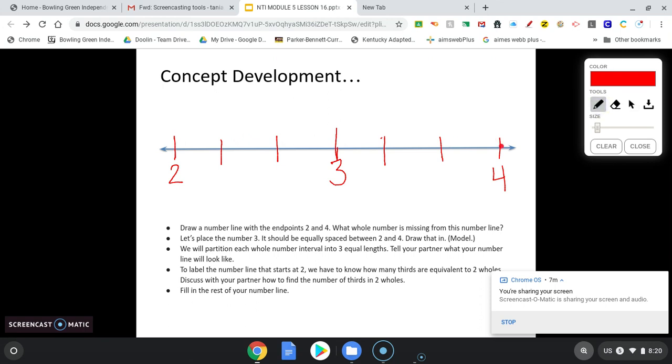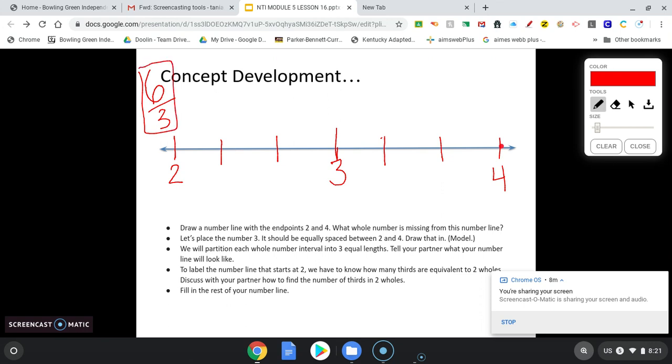So if we have 2 wholes and we have partitioned it into thirds, we know that the fractional unit is thirds. And we know that how many thirds are in 2 wholes? There are 6 thirds in 2 wholes. 6 divided by 3 equals 2, or we can count by 2's 3 times. 2, 4, 6. So there are 2 wholes that are equivalent to 6 thirds.